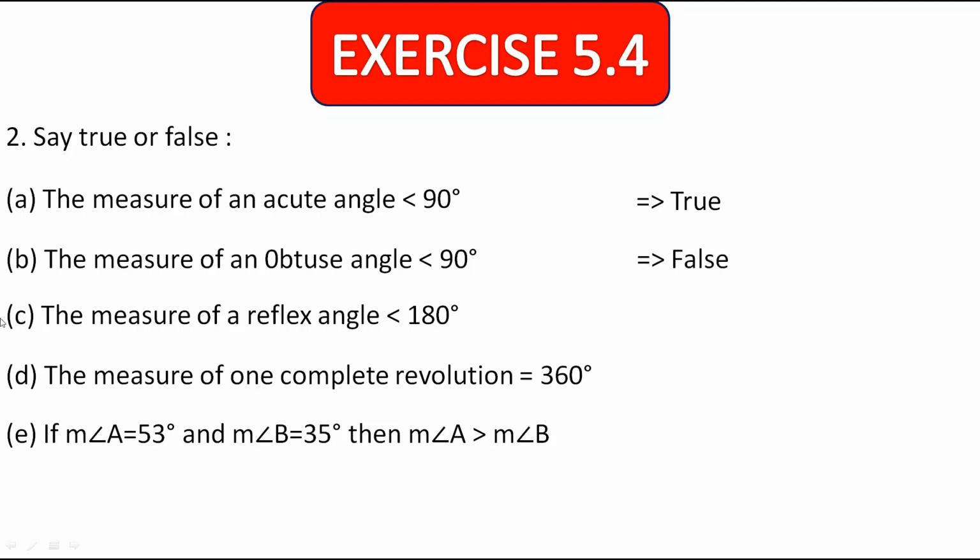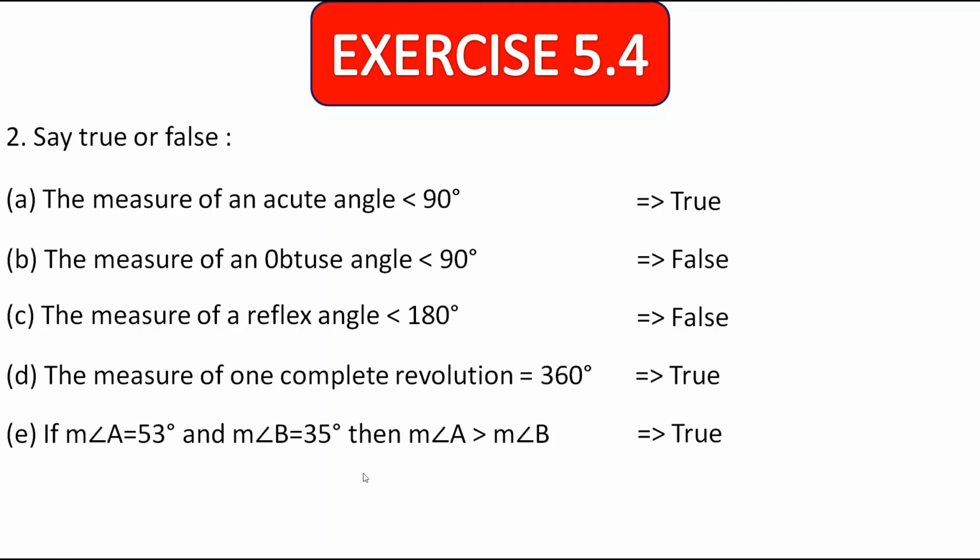Next comes the measure of a reflex angle is less than 180 degree. No, it is also false, because the reflex angle measures more than 180 degree and less than 360 degree. So the third statement is also false. Next comes the measure of one complete revolution is 360 degree. Yes, it is true. Next is, if measure of angle A is 53 degree and measure of angle B is 35 degree, then measure of angle A is greater than measure of angle B. Yeah, obviously, because 53 is greater than 35 degree, right? Therefore, this statement is true.